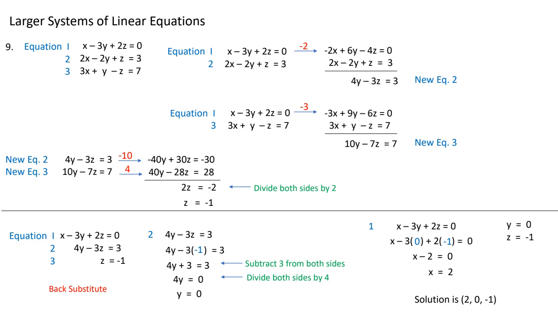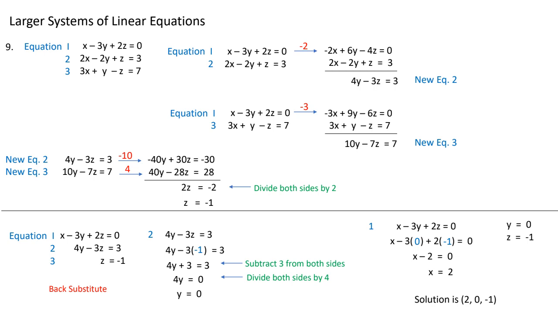So I'm going to take these two new equations, and now what I want to do is get rid of the y, okay? I would do the same thing, right? So the first equation, to get rid of the y, I'm going to multiply a negative 10 to the 4. So that becomes a negative 40y. And I'm going to multiply a 4 times a 10 to get a positive 40y.